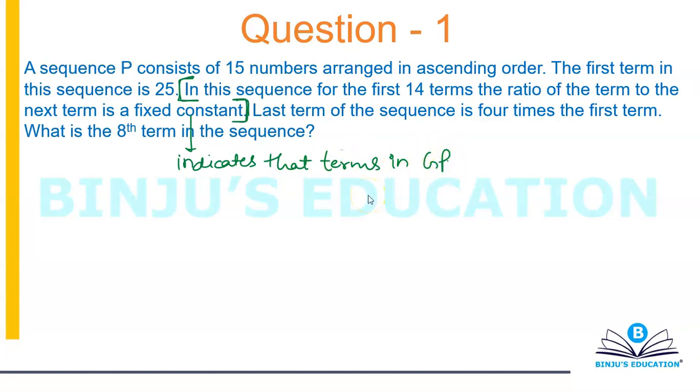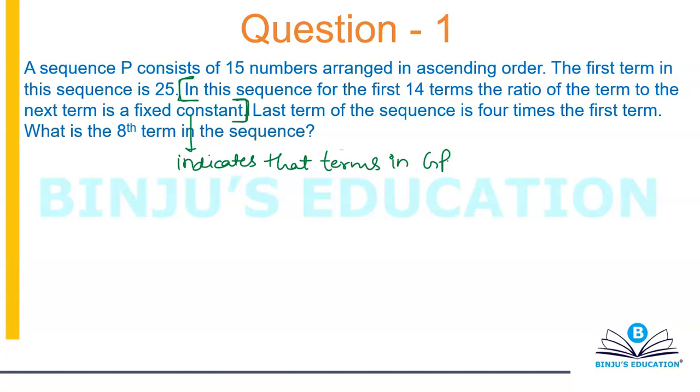Because it says in this sequence, it can be any sequence, it doesn't have to be GP always. In this sequence, for the first 14 terms, the ratio of the term to the next term is constant. That's why all 15 terms are in GP. The ratio of the 14th term to the next term will automatically make the 15th term part of the GP. Last term of the sequence is 4 times the first term. What is the 8th term in the sequence?